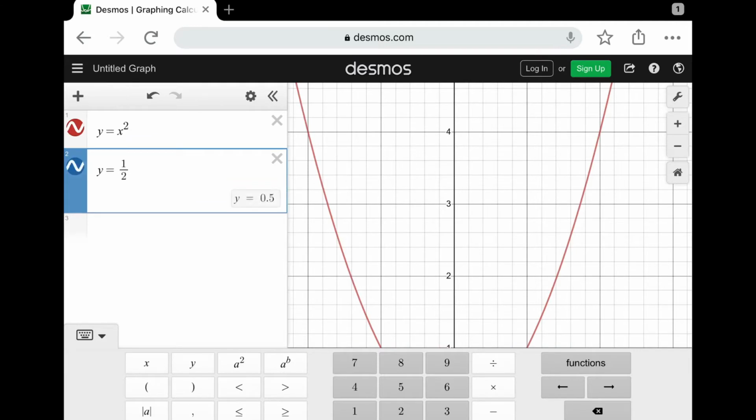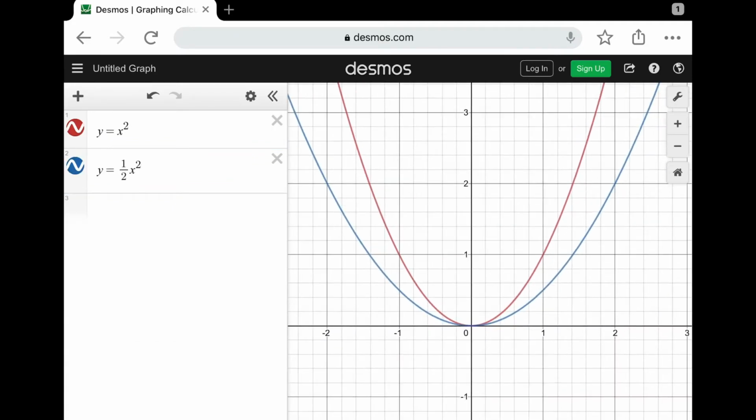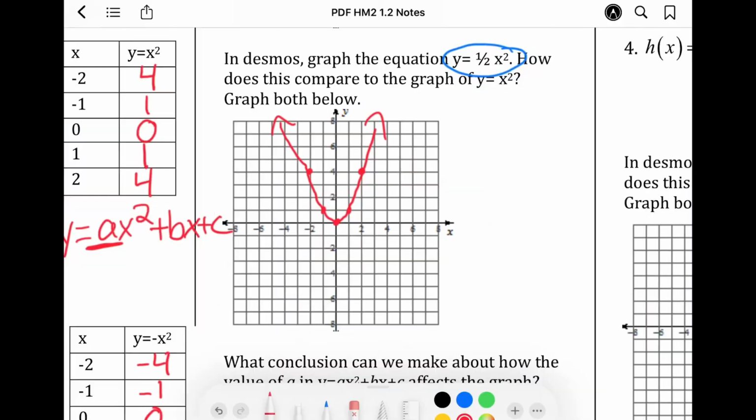Let's do 1/2 times x squared. So that blue is our new graph. Let's get a few whole numbers as our ordered pair to put down. Negative 2, 2. And then we've got, should be about positive 2, 2. And you can get it perfect. There you go.